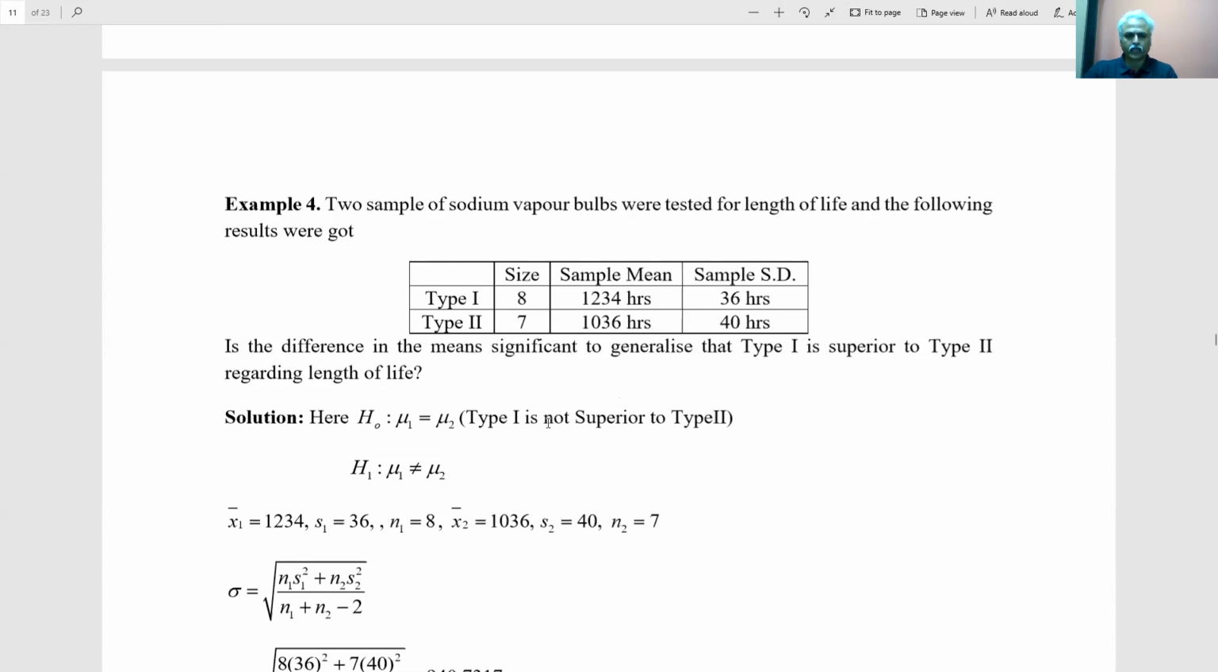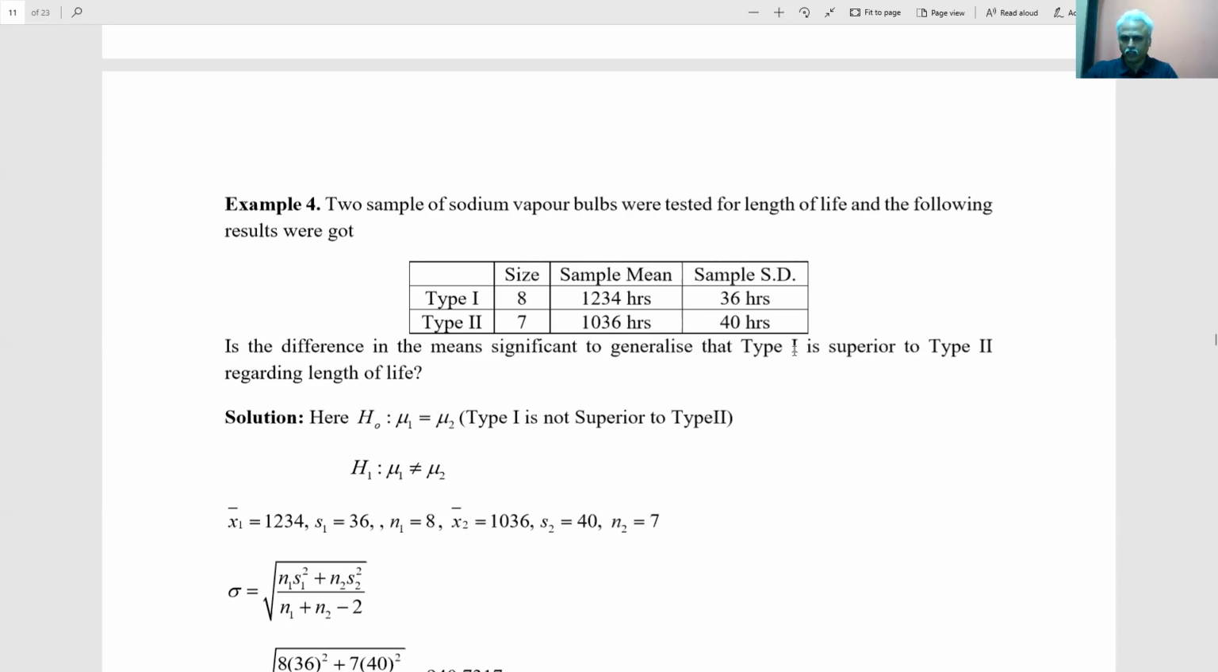We have to tell whether type 1 is superior to type 2, so you have to frame the opposite. The null hypothesis is framed to be rejected. In your mind, you have to frame it in such a way that whatever is asked, its opposite becomes the null hypothesis.